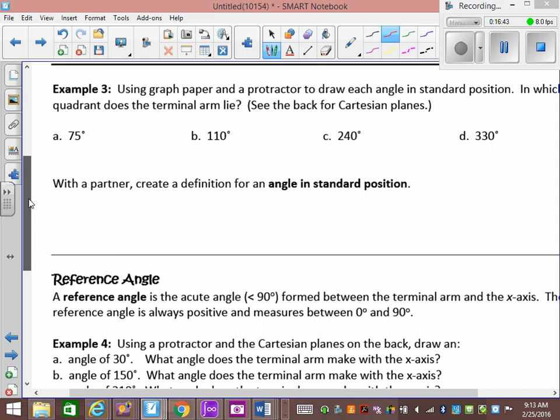So on the back of your booklet, you are given graphs. There's little graphs. Okay?